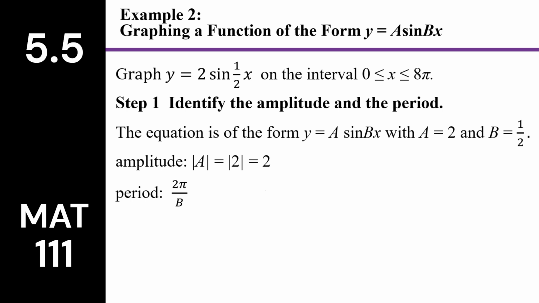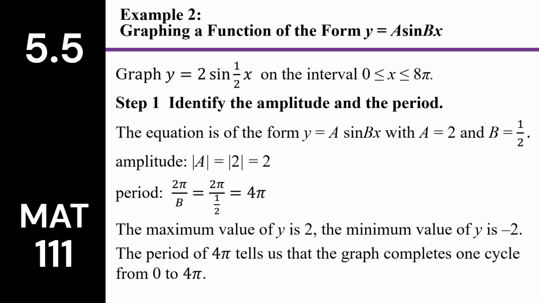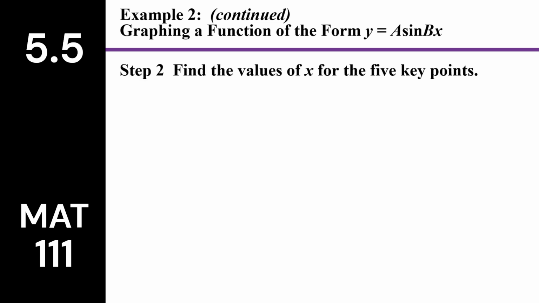Our period, 2 pi over b, we substitute in 1/2. 2 pi divided by 1/2 is the same as 2 pi times the reciprocal of 1/2. 2 pi times 2 is 4 pi, so that's our period, which means the maximum value of y is 2, the minimum value of y is -2, and the period of 4 pi tells us that one complete cycle goes from 0 to 4 pi.